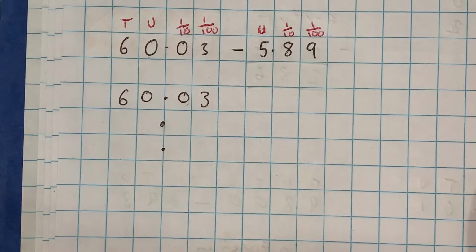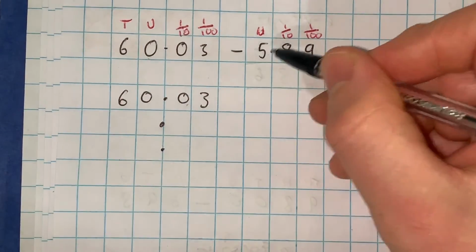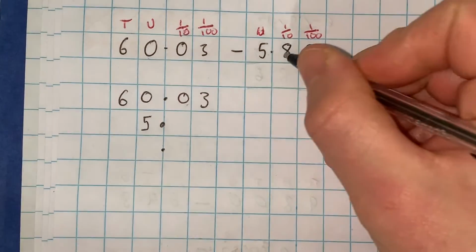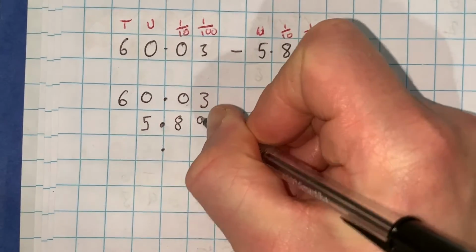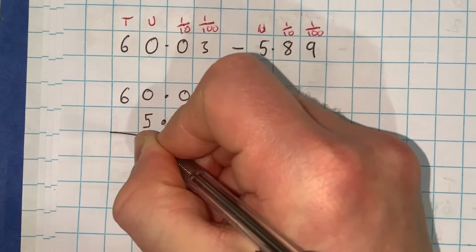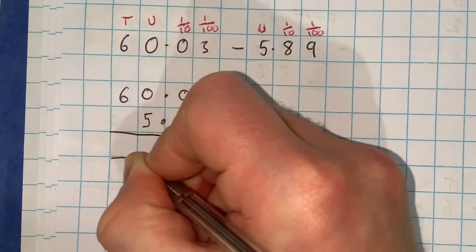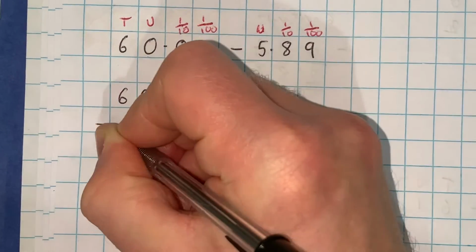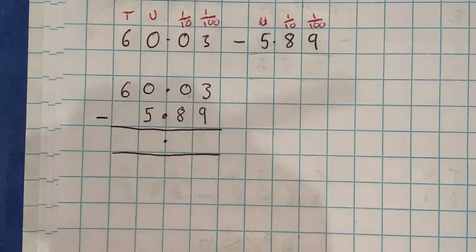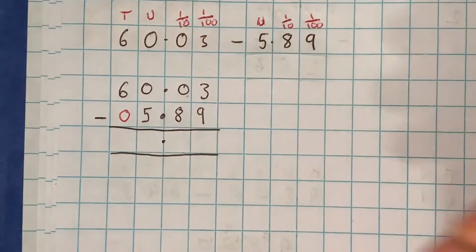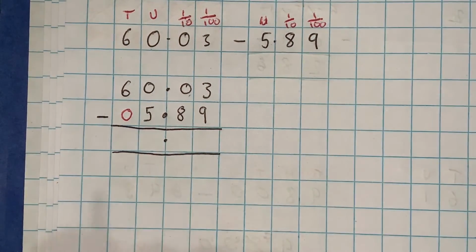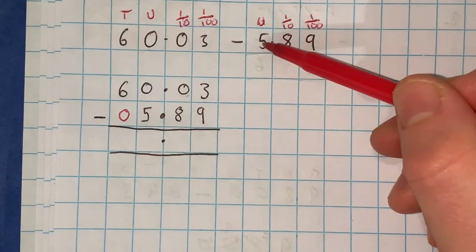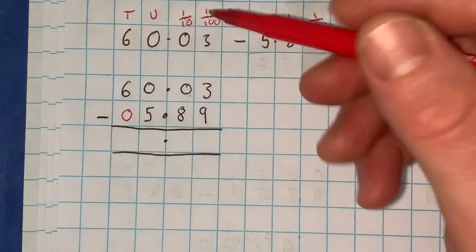So I'm going to do that before I start. Make sure I don't make any mistakes. So then we know the 5 must go here, and the 8 and the 9 must go here. Alright, now I can fill out any spaces with the 0. Obviously we know we have 0 tens, because we only have the number 5.89, and then off we go.